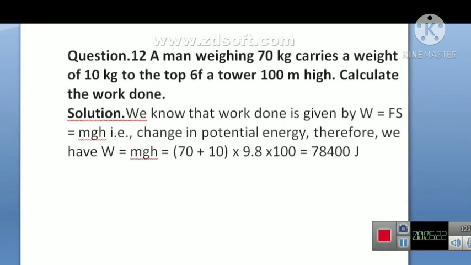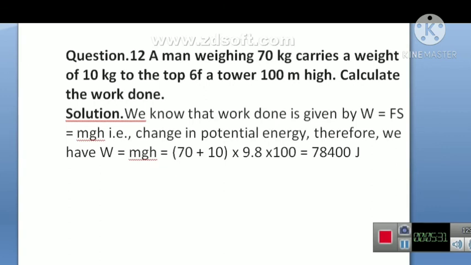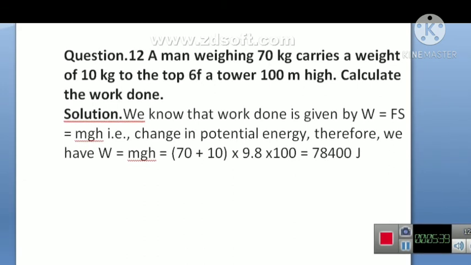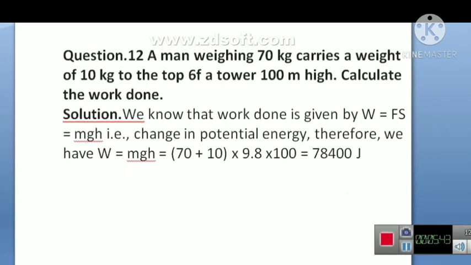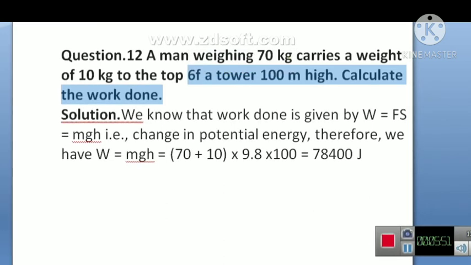Now suppose a man weighing 70 kg carries a weight of 10 kg to the top of the 6th floor of a tower of 100 meter height. Calculate the work done. 6th floor, not 6 feet.